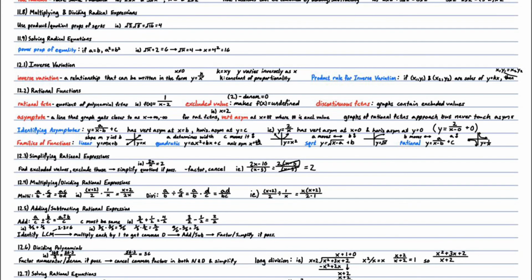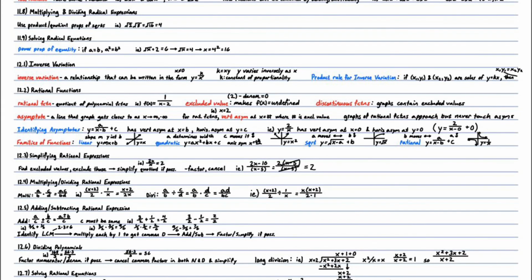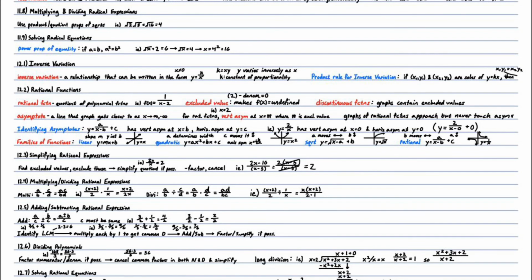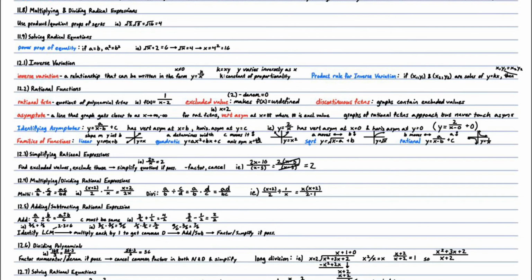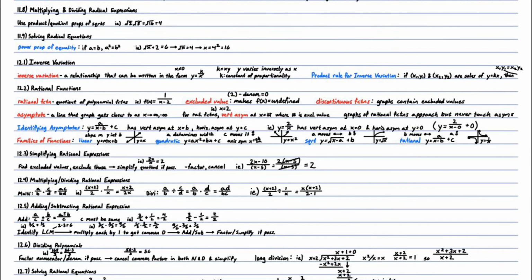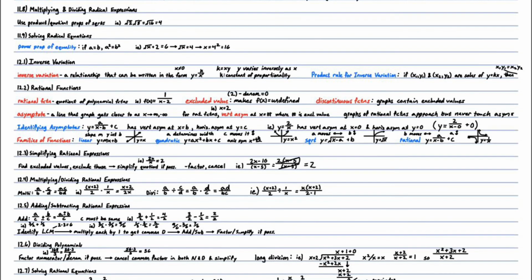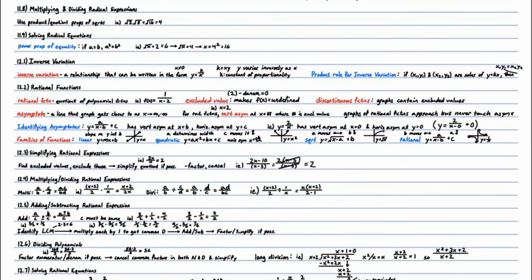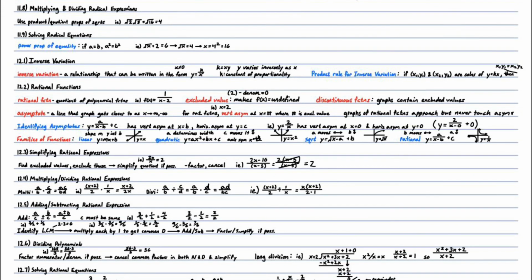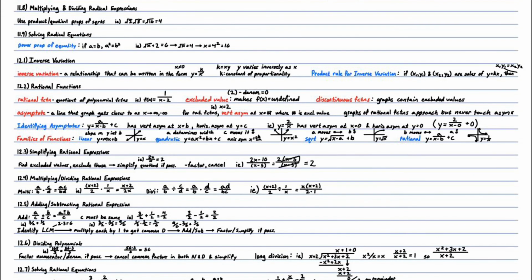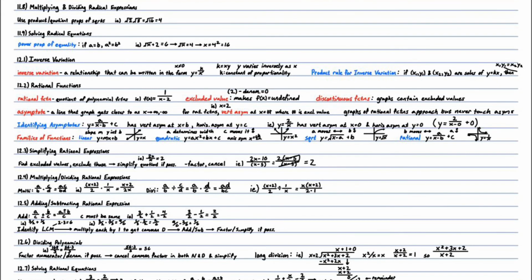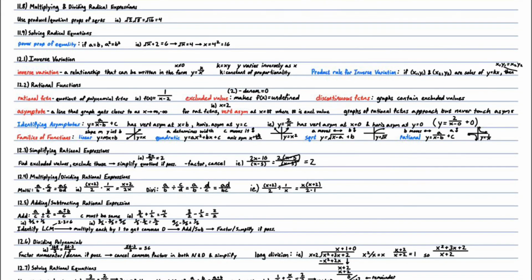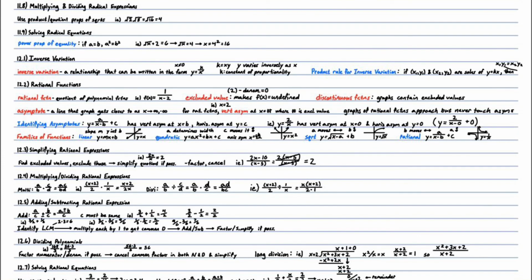Simplifying rational expressions. Find excluded values, exclude those, and then simplify the quotient if possible, i.e., 2x/x: the x's cancel, resulting in 2. Multiplying and dividing rational expressions. To multiply, multiply the numerators to give the numerator of the product and multiply the denominators to give the denominator of the product: a/b · c/d = ac/bd. To divide, flip the second expression's numerator and denominator and change the operation to multiplication, i.e., a/b ÷ c/d = a/b · d/c.